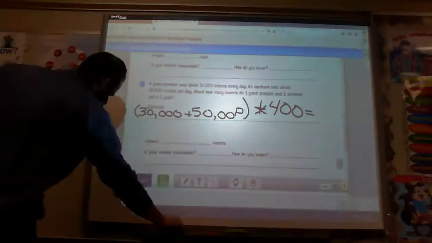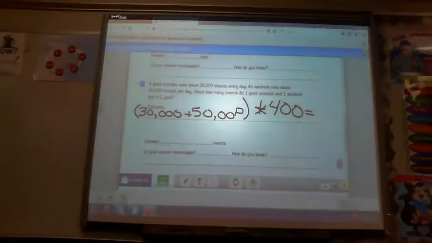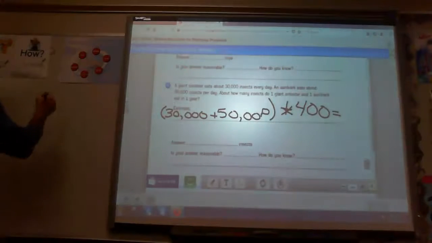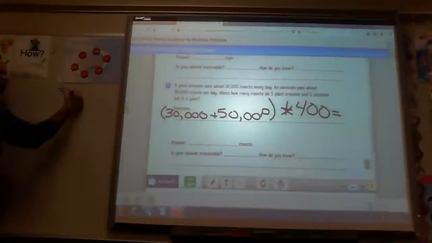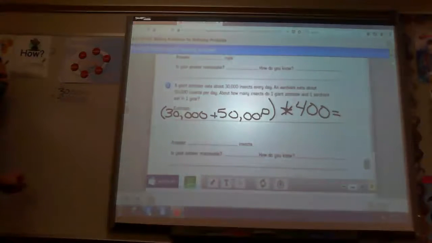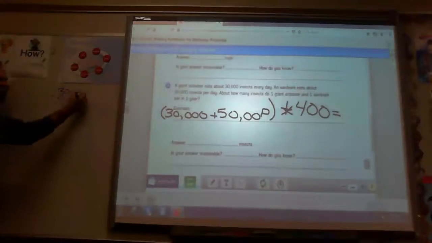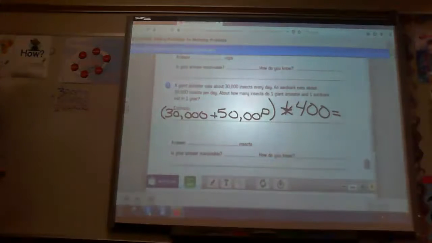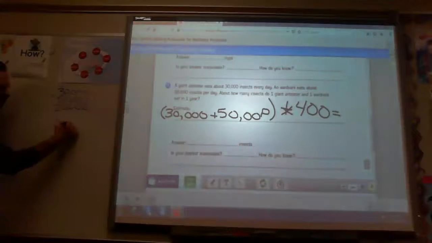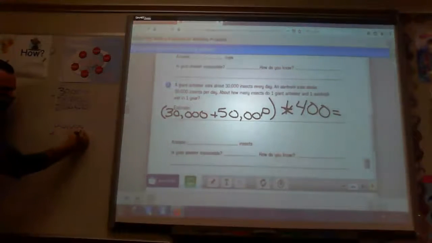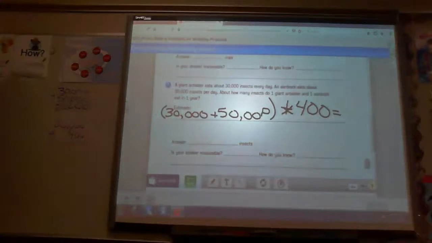Okay, I'm going to use this part right here on the whiteboard to do this. So we had 30,000 plus 50,000, which should be really easy to do because it's a lot of zeros. 0, 0, 0, 0, 8. So I get 80,000. We're going to take 80,000 times 400.